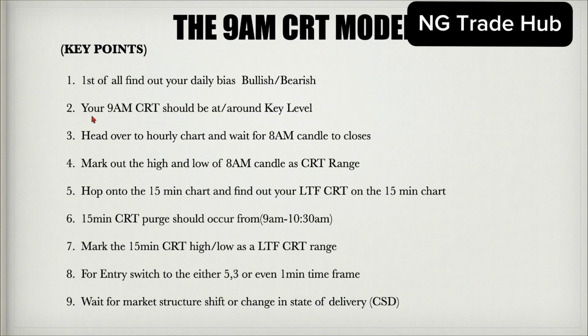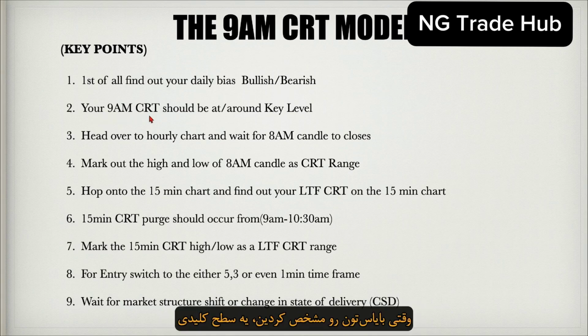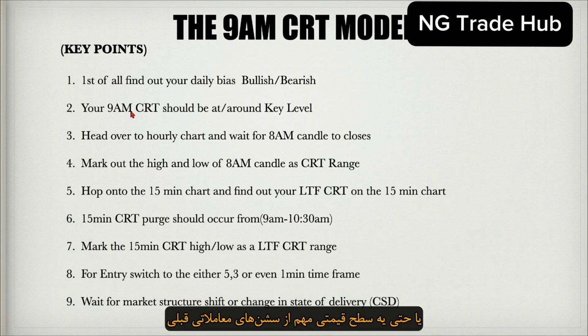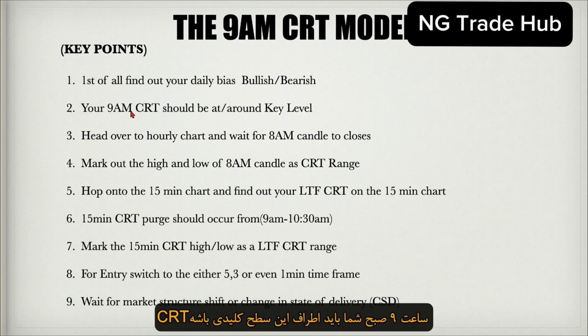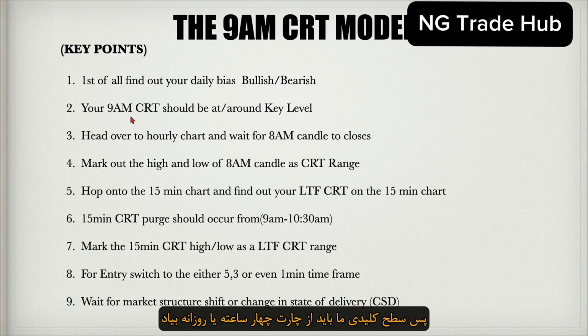Step 2. Find the key level for your 9 a.m. CRT. Once you've determined your bias, locate a key level where you expect price action to react. This could be a strong order block, breaker, FVG, an old high-low, or even a significant price level from previous trading sessions. Your 9 a.m. CRT should be around this key level. Remember, as we are using the hourly chart for our 9 a.m. CRT model, our key level should come from the 4-hour or daily chart.